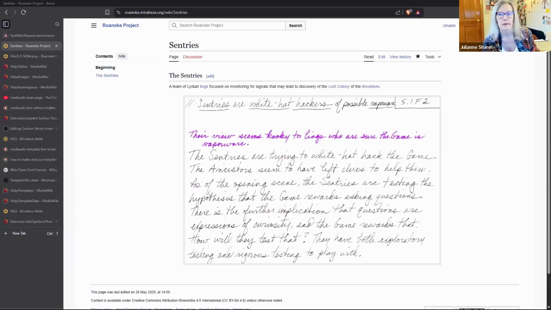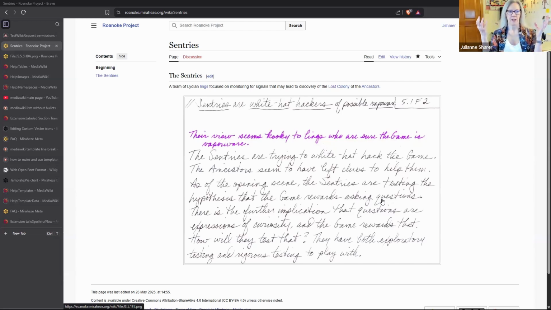Something about the Sentries. And actually, I'm going to share my screen because this is a cool thing to know you can do. And that is, you can upload images. And so I'm sharing the raw story card of this little thing about the Sentries. So the tagline is, Sentries are white hat hackers of possible vaporware.